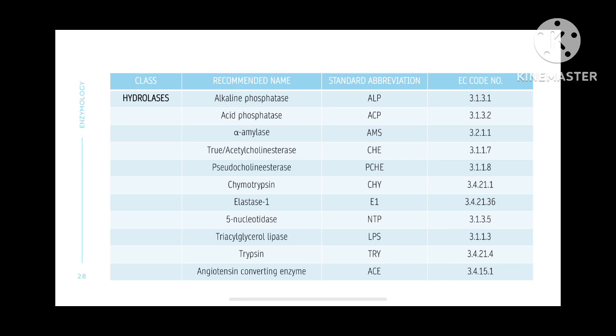For hydrolases, alkaline phosphatase would be 3.1.3.1, acid phosphatase 3.1.3.2, alpha amylase 3.2.1.1, true or acetylcholinesterase 3.1.1.7, pseudocholinesterase 3.1.1.8, chymotrypsin 3.4.21.1, elastase 1 3.4.21.36, 5-nucleotidase 3.1.3.5, triacylglycerol lipase 3.1.1.3, trypsin 3.4.21.4, angiotensin converting enzyme 3.4.15.1.